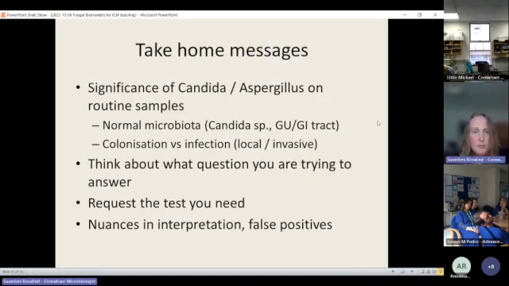So take home messages from this is just to be aware that the presence of Candida or Aspergillus on samples doesn't automatically mean that you have to treat it. You have to think about what that sample is from. Is it part of the normal microbiota there? Does it represent colonization, or are there clinical features to make you suspect that there is invasion, infection?